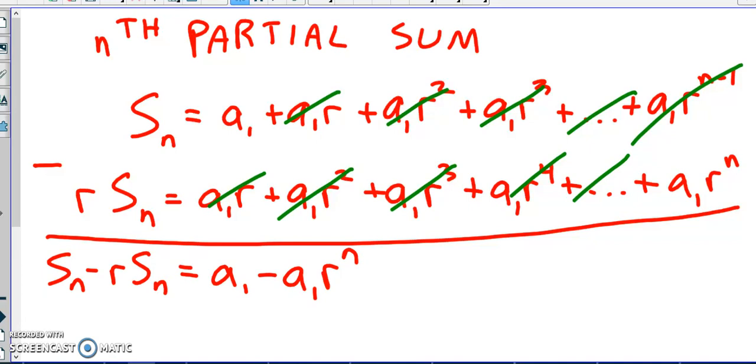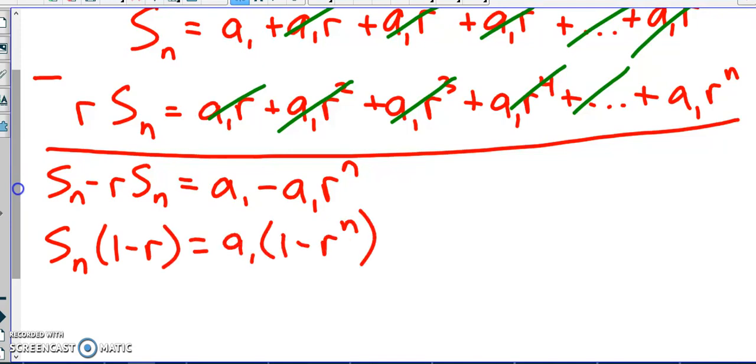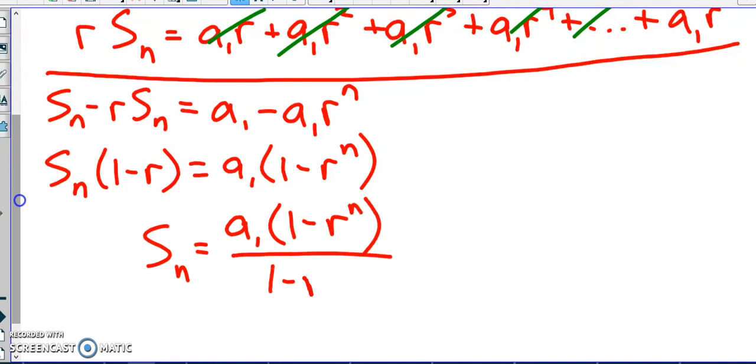So what we can do is factor out S sub n. This would be S sub n times 1 minus r, and we can factor out a1. This is 1 minus r to the nth. And then if we just divide, we get the following formula. The nth partial sum is equal to a1 times 1 minus r to the nth power over 1 minus r. So that's a pretty useful formula.